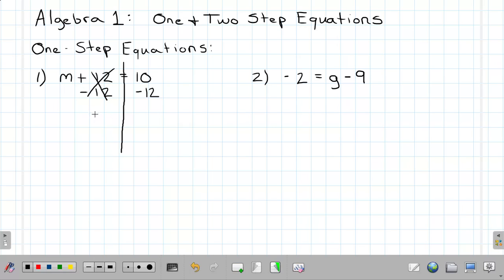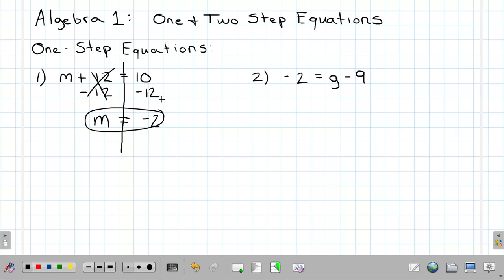And then that leaves us with just our m, okay, which is what we want. On this side, we just got to do some basic arithmetic here. 10 minus 12. I say basic, you will get a negative number here. 10 minus 12, you have 10 and you take away 12. That'll leave us with -2. Okay, and then that is actually our answer. So 1-step equation, that easy. 1 step, we're done. There's our answer.